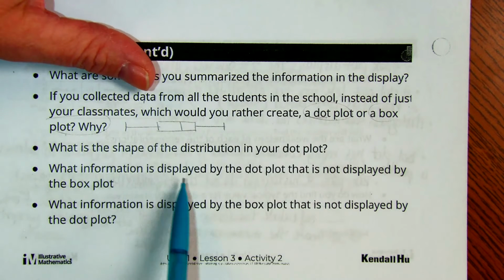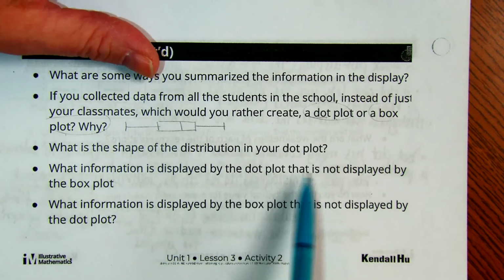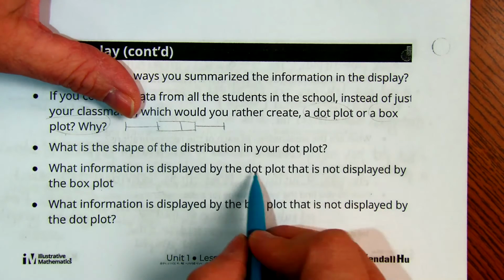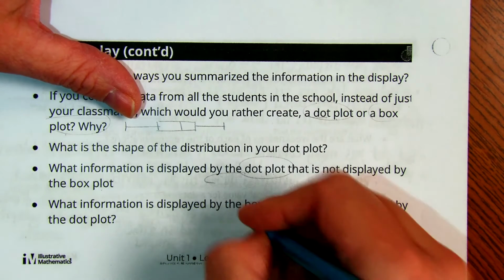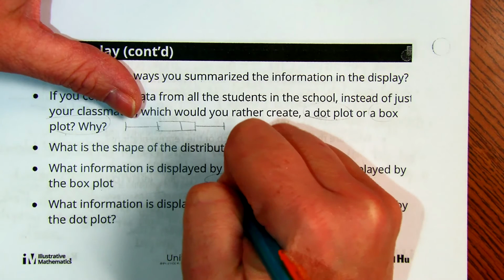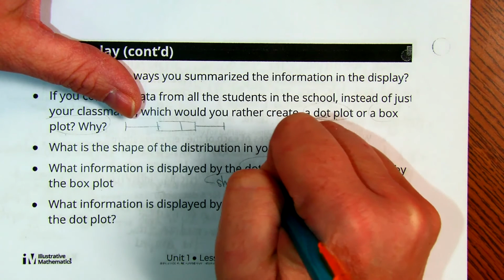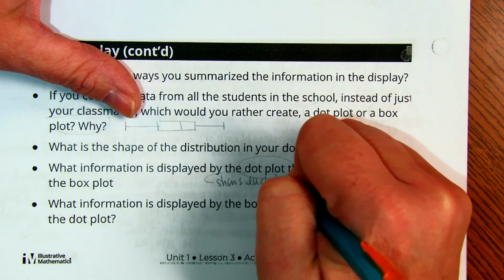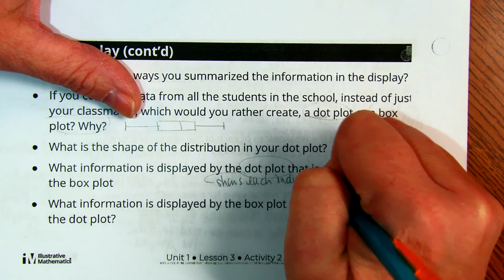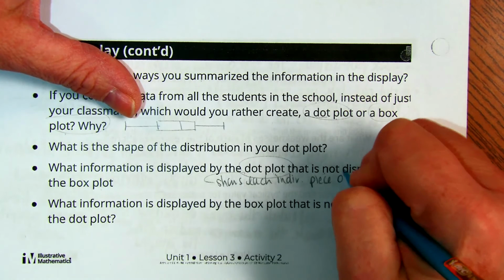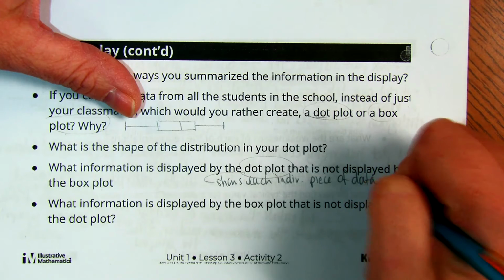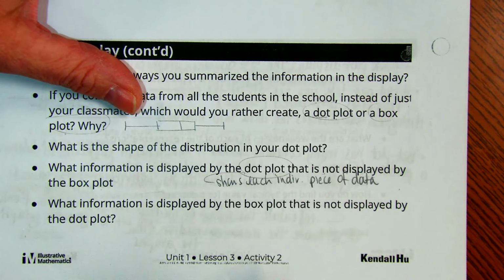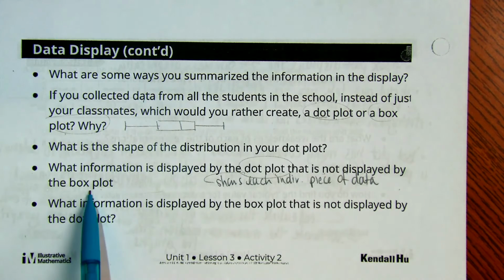So what information is displayed by the dot plot that is not displayed by the box plot? If you remember in the previous lesson, we said that a dot plot shows each individual piece of data, whereas a box plot does not.